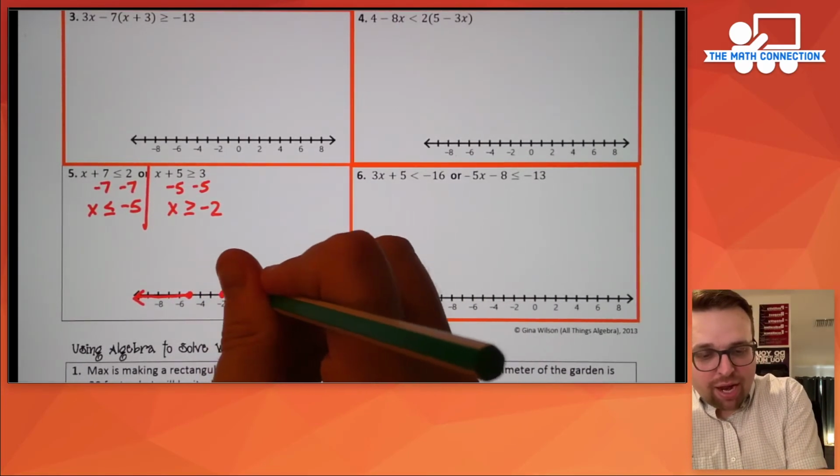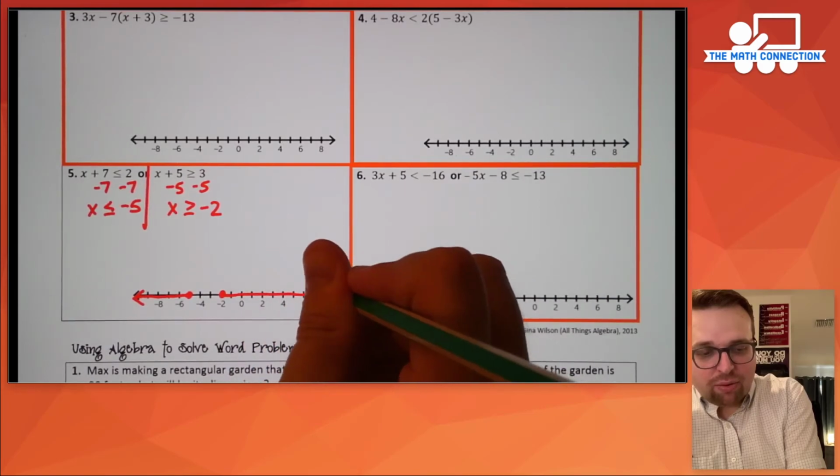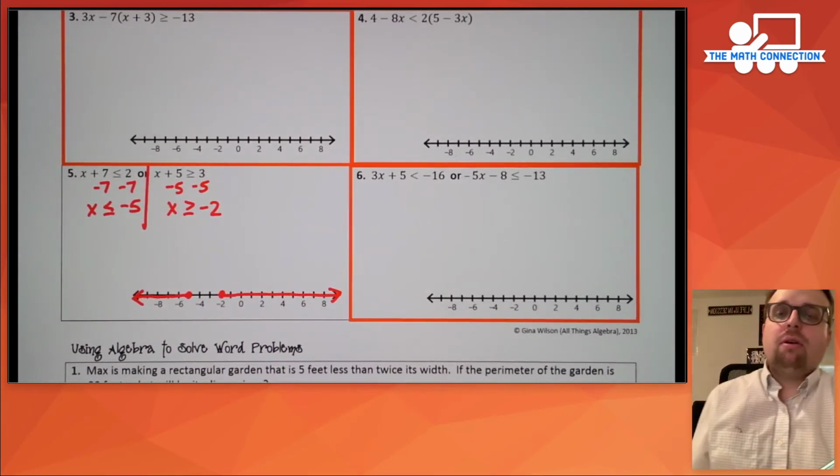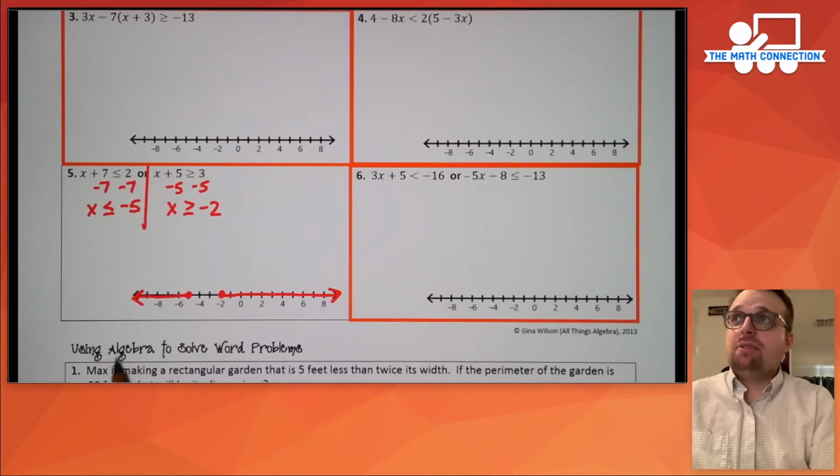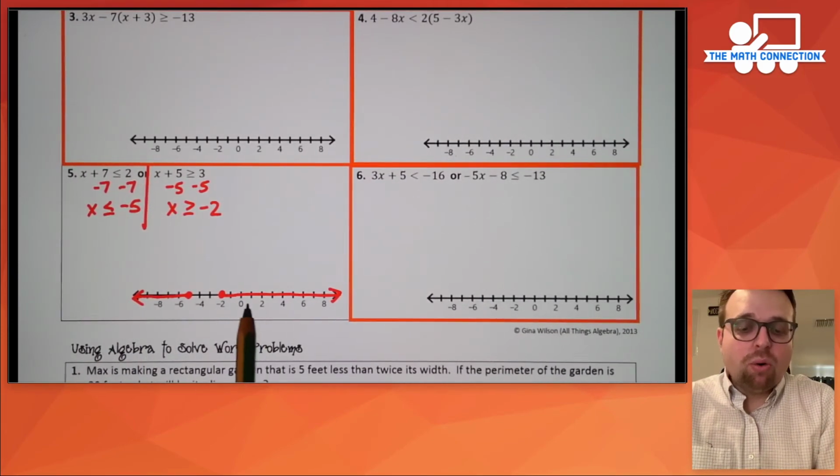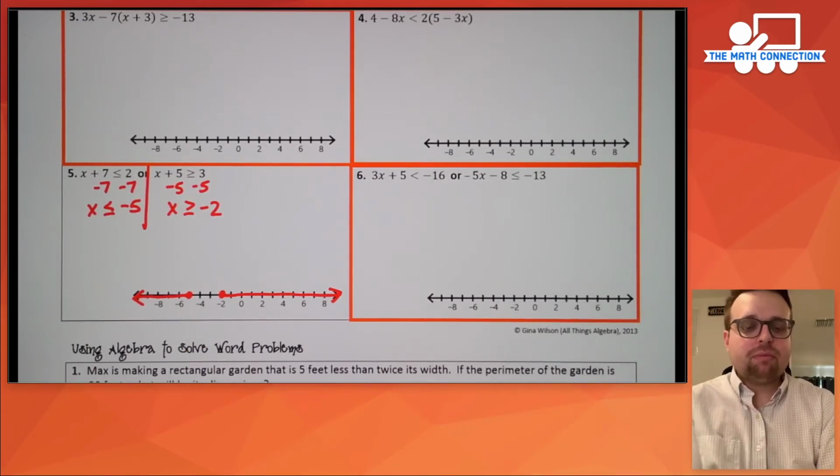And then you go to the right because it's greater than or equal to -2. So X can be any of the values that are in this area or this area, but they cannot be anything that's in between that, okay?